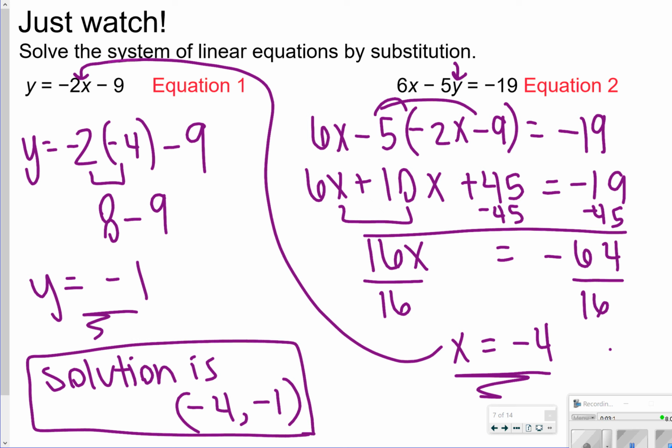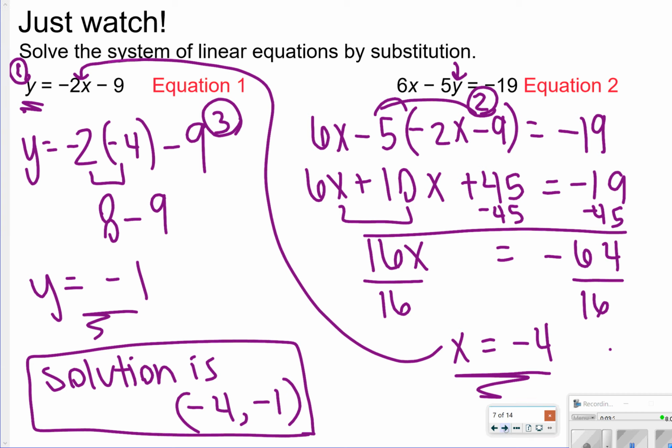Okay? So once again, I solved for y, but that was already done for me, so this was step 1. Step 2 was plugging it in over here. And then step 3, once I solved for the x, I plugged it back in to the original equation.